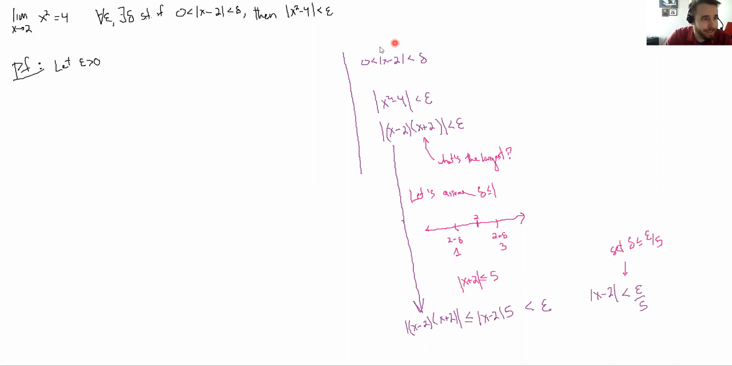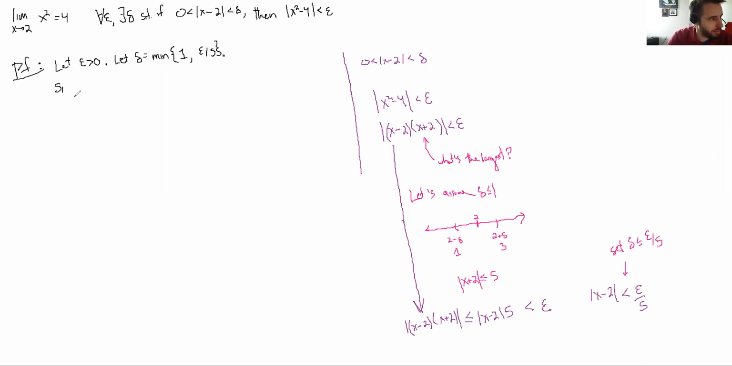And with that, let's jump back to the actual proof. Let epsilon be bigger than 0. How will we choose delta? Well, according to our scratch work, we can say let delta be defined as the minimum of the two quantities we care most about. We want to make sure delta is less than or equal to 1, and we want to make sure that delta is less than or equal to epsilon over 5.